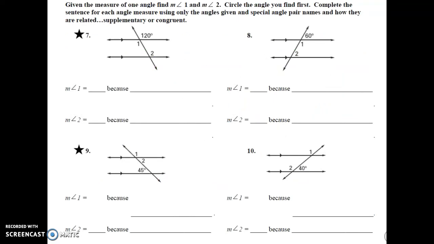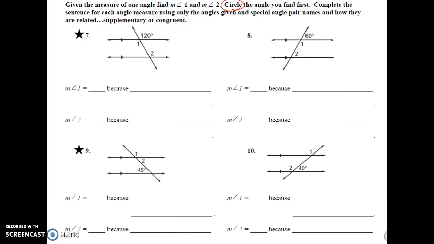For the next section here, we're going to be completing a sentence that helps us describe what kind of angles we have and what their measures are. The directions say, given the measure of one angle, find the measure of angle 1 and the measure of angle 2. We would like you to circle the angle you find first. Complete the sentence for each angle measure using only the angles given and the special angle pair names and how they are related, supplementary, or congruent.